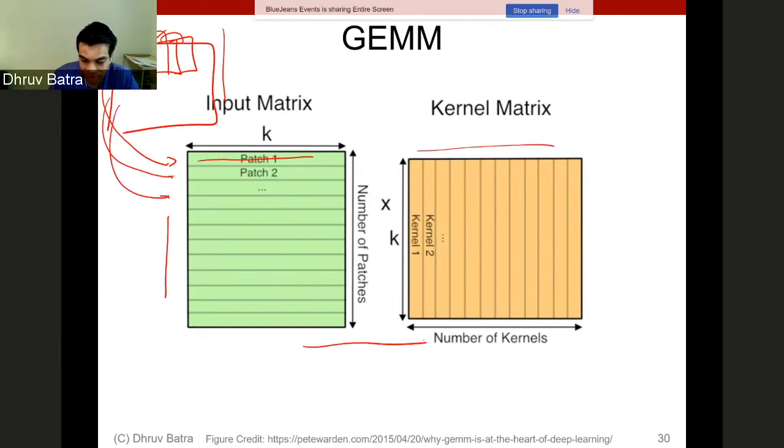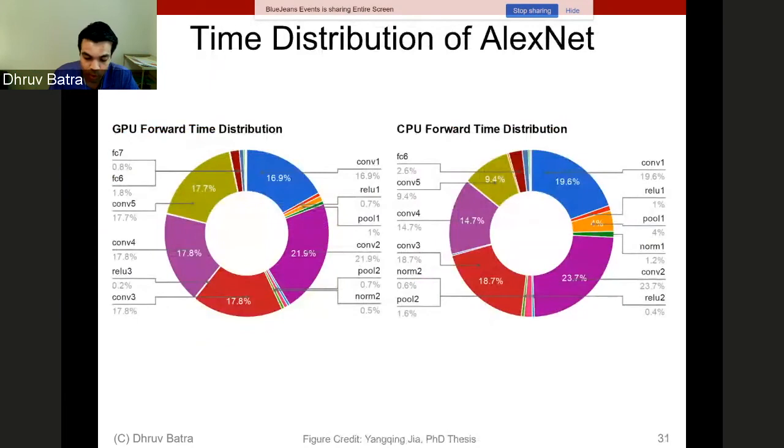These end up being extremely memory expensive, and this matrix multiplication ends up being quite slow. If you want more details of this, there's a very nice PhD thesis by Yangqing Jia, who is the creator of Caffe among a larger team. He did a very nice analysis of an architecture called AlexNet that had come out, and he did a distribution of time analysis of GPU and CPU based forward prop.